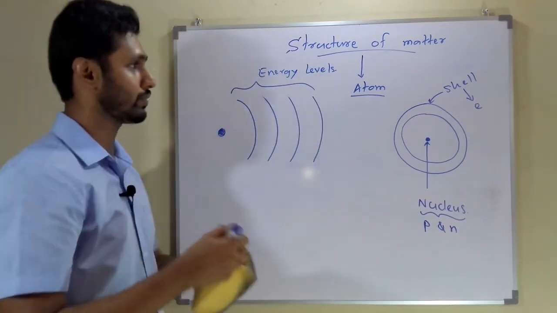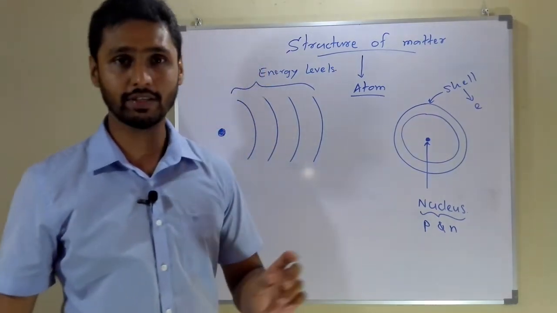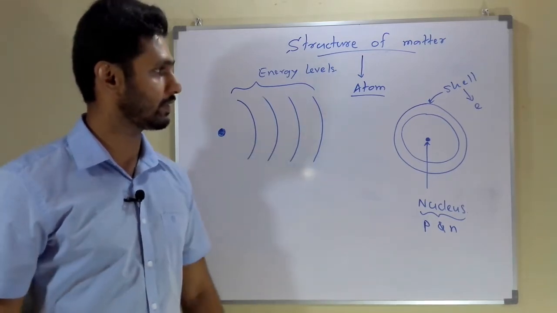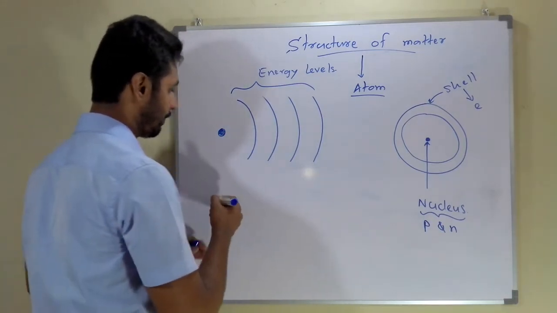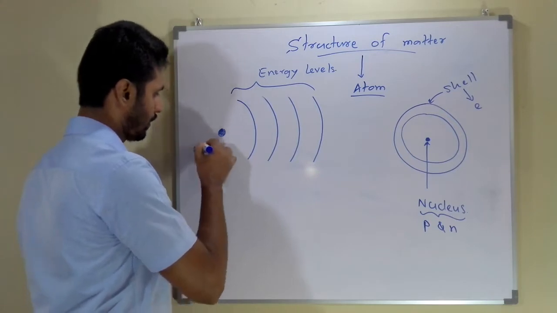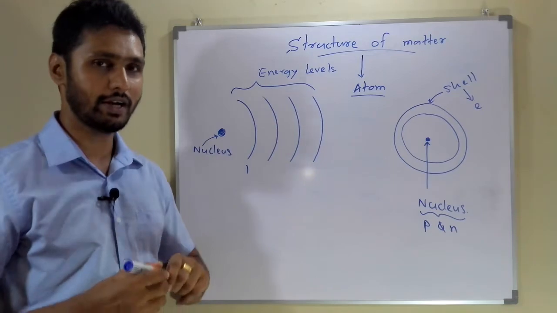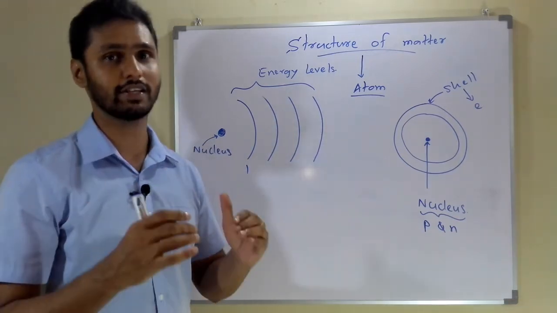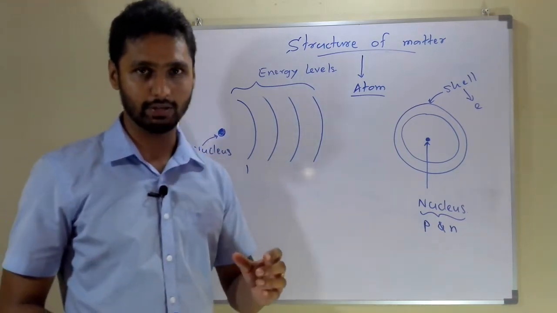I am not going to use the word shells, because "energy level" is the best word for the place of electrons. So you can see this is the nucleus of the atom, and this is the first energy level. I name this as first because this energy level is the nearest energy level to the nucleus. So you can name it as number 1.